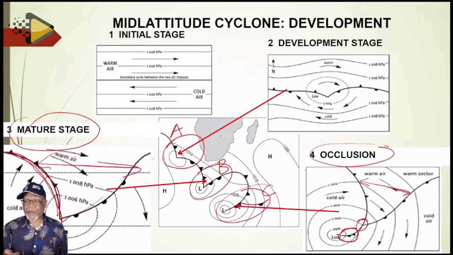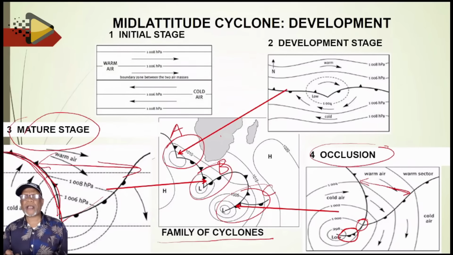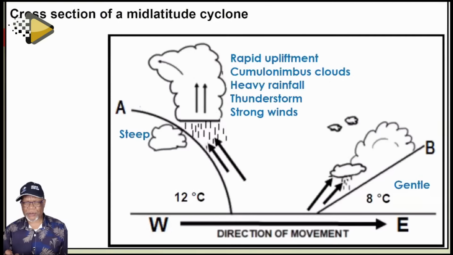So this is now three mid-latitude cyclones together. What do we call the group of cyclones that occur together? We call it a family of cyclones. So we have three cyclones occurring together. What do you call it? A family of cyclones. Now, let's look at this diagram here.